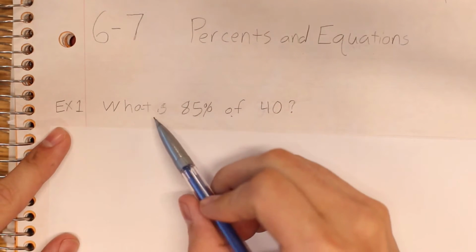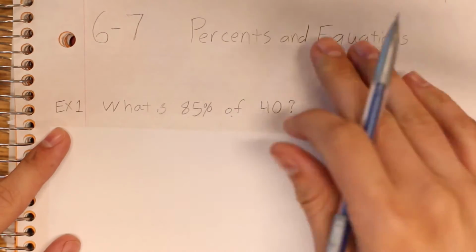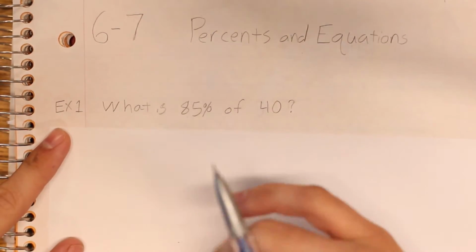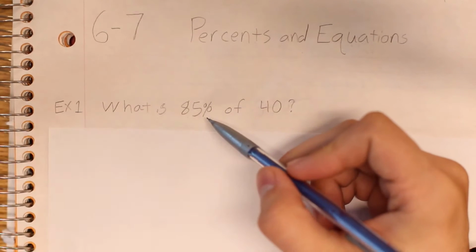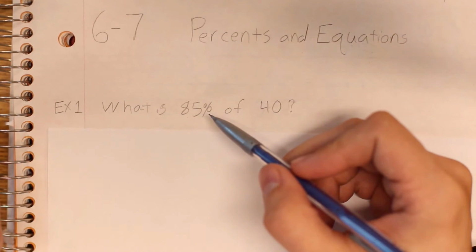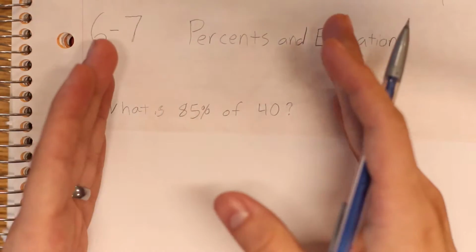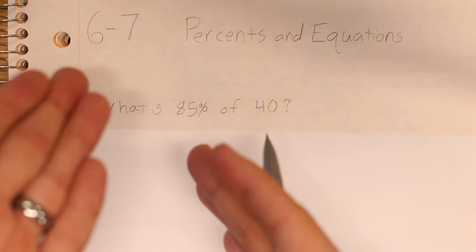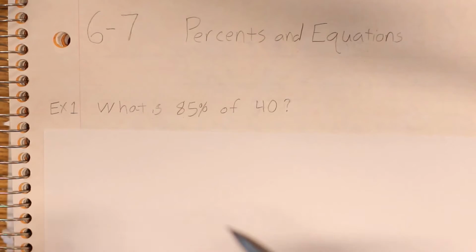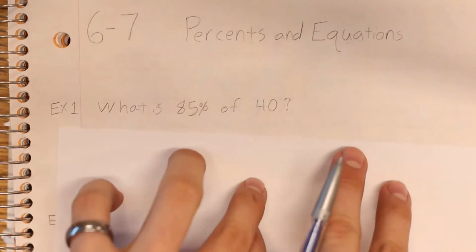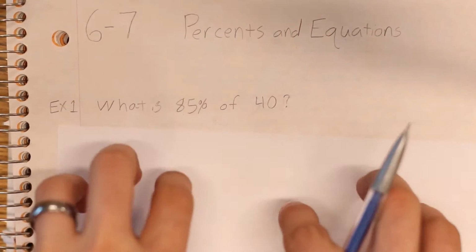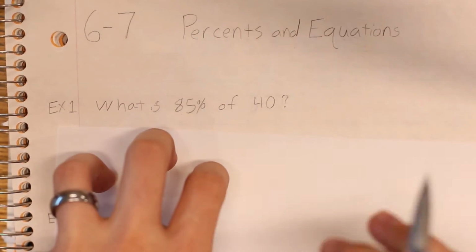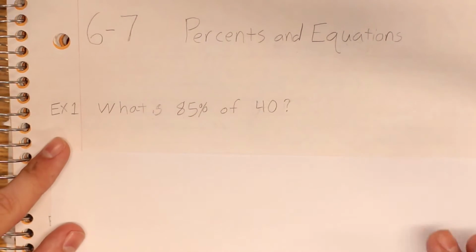So here we have what is 85% of 40. Unlike the proportion method, where you don't have to change the percentage to a decimal and you just write it as is, if you're using the equation method, you do have to change your percents to decimals. And when you're getting a percent answer, you'll have to convert that from a decimal to a percent. But some people still find this method simpler because it's got less math involved. Let's just go ahead and get started.